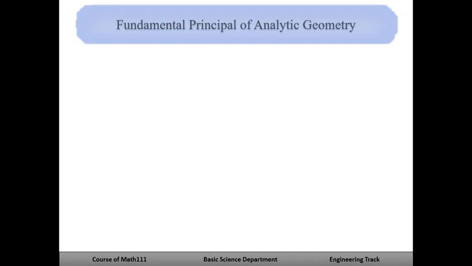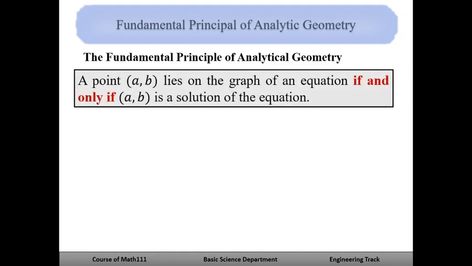Now, here comes the fundamental principle of analytic geometry. In analytic geometry, the very important thing is this: a point (a, b) lies on the graph of an equation if (a, b) is a solution of the equation. So what does that mean?